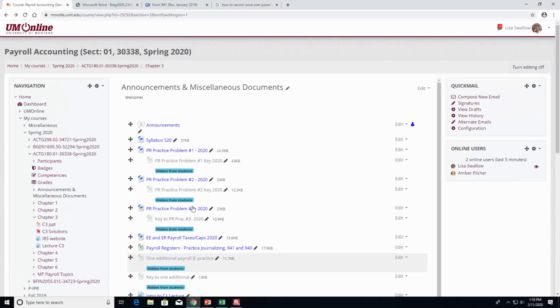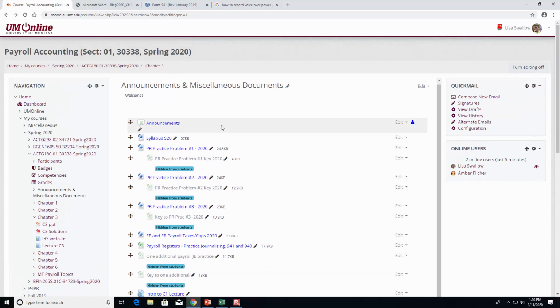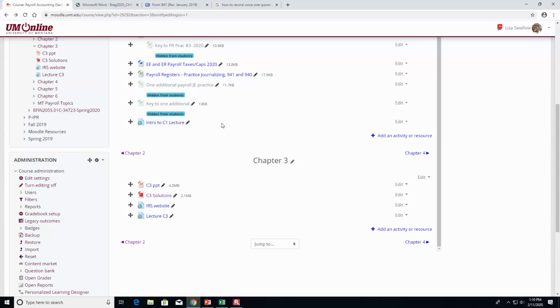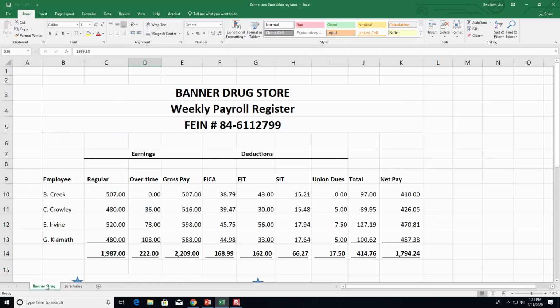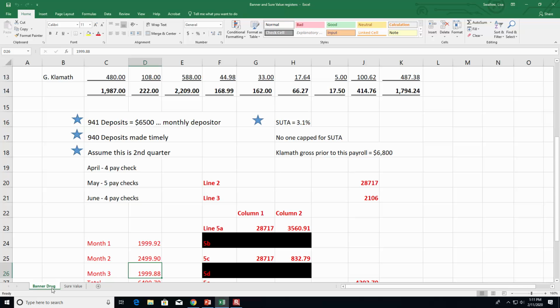In that first section called announcements and miscellaneous documents, there's a file called payroll registers, practicing journalizing, doing 941s and 940s. If you click on that, you're going to come to a spreadsheet that's got 2 worksheets. Let's start with Banner Drug.